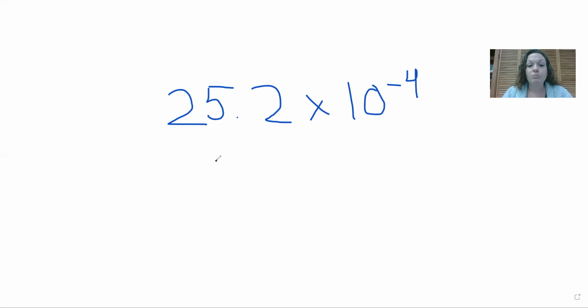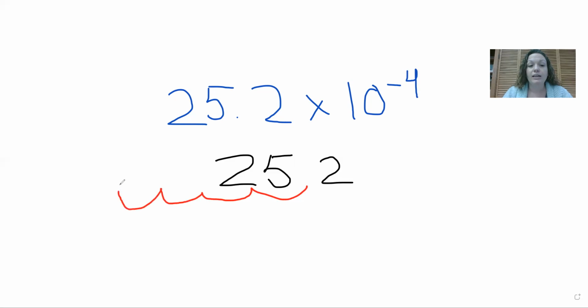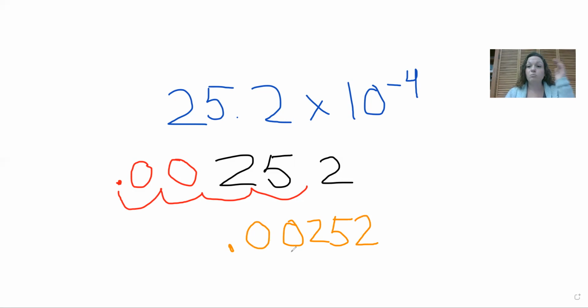So we're going to actually move the decimal point to the left this time, and we are going to move it 4 places. So 1, 2, 3, 4. I need a decimal point here. All of these blanks get zeros in them. I'm going to rewrite my answer for you. I have a decimal point and then 0, 0, 2, 5, 2. Okay, so this is definitely smaller than 1.